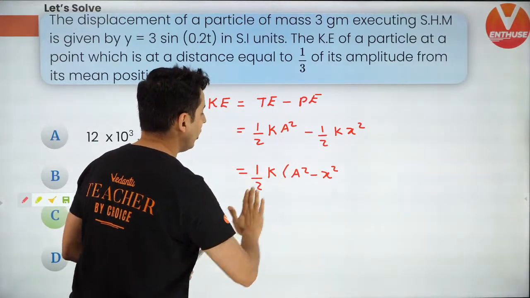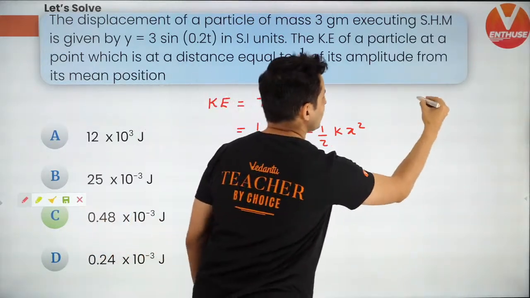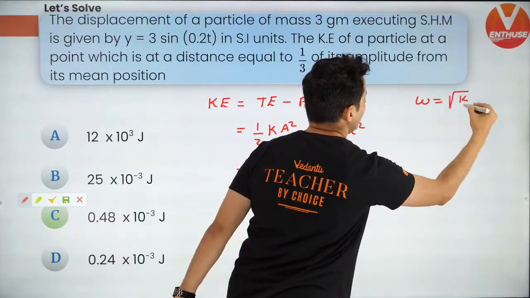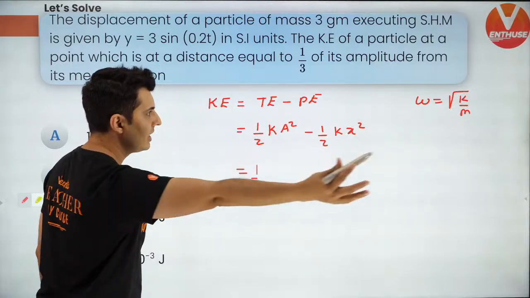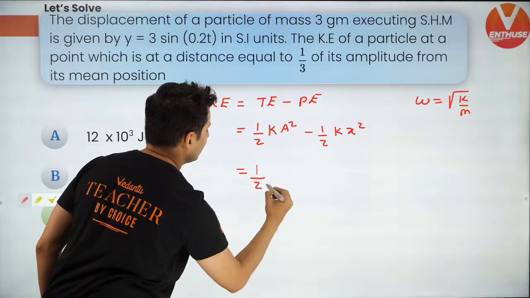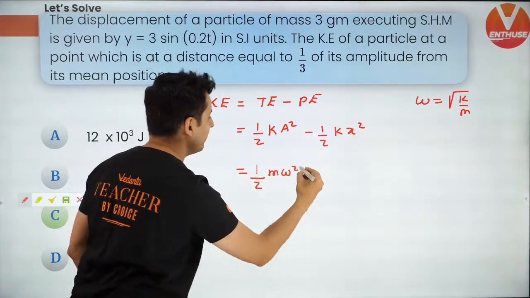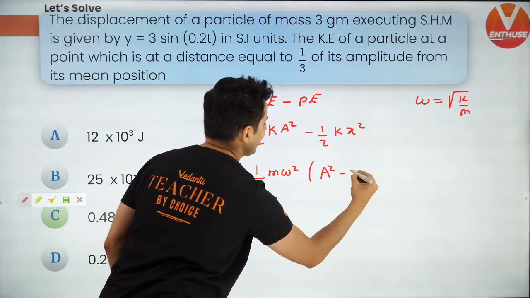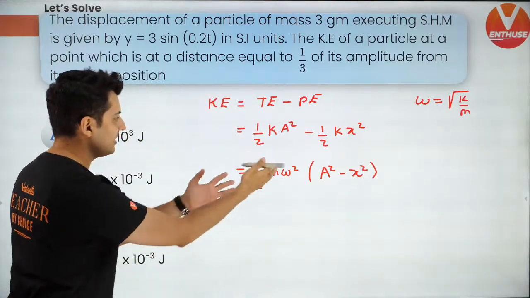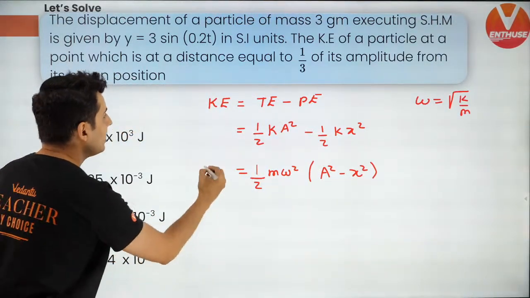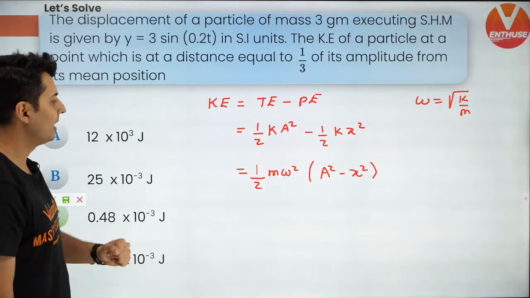But hold on, I already know what is the value of K. I just told you omega is root of K by M, some time back. So K is nothing but M omega square, correct? K value is M omega square, and this is nothing but A square minus X square as it is. I've just taken things common. Now, everything is known, guys.